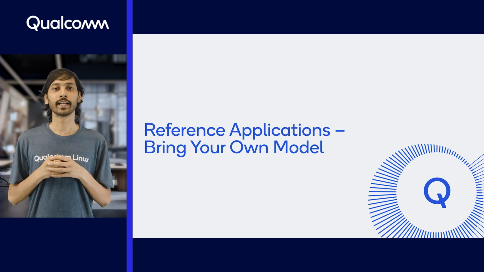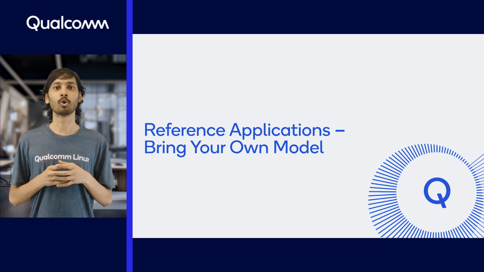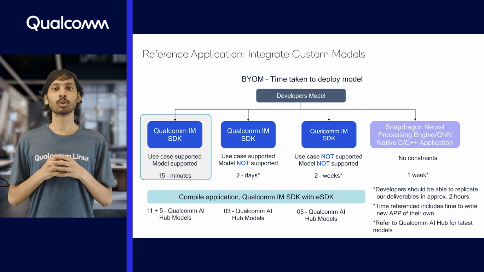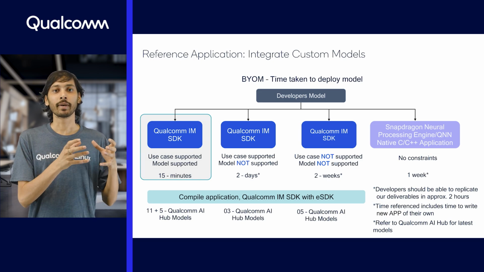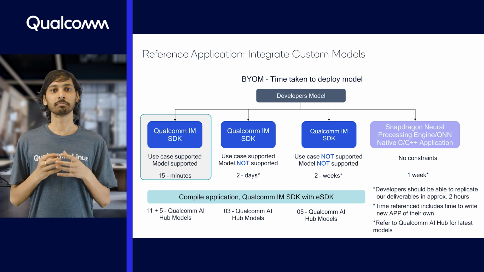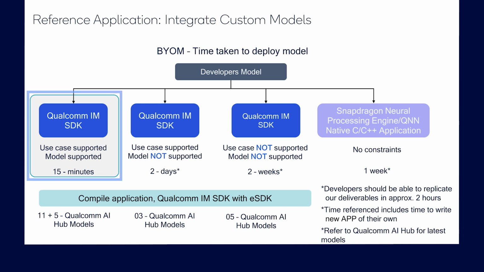In this section, we describe the process for how to integrate the developer's own model into an AI application with Qualcomm Linux platform. As shown here, there are 2 high-level paths: Qualcomm IM SDK path and AI SDK path. Qualcomm IM SDK path is further divided into 3 sections. Let's go over the first use case, namely the use case supported in Qualcomm IM SDK and model supported in Qualcomm IM SDK. These are the happy paths for developers, and they can easily deploy their models into existing reference applications in, say, approximately 15 minutes. We will go over the other paths a little bit later in this video.